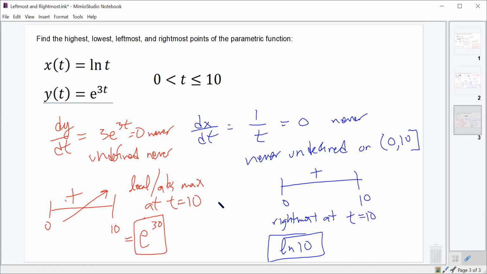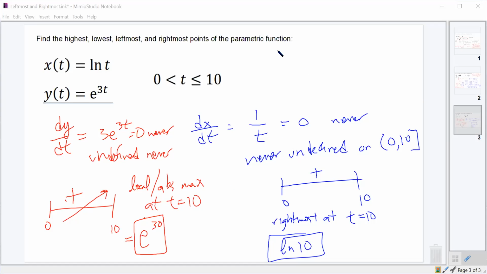Gorgeous. I agree. Anybody have any questions or issues on leftmost, rightmost, highest, lowest on these parametrics? Nobody? Cool.